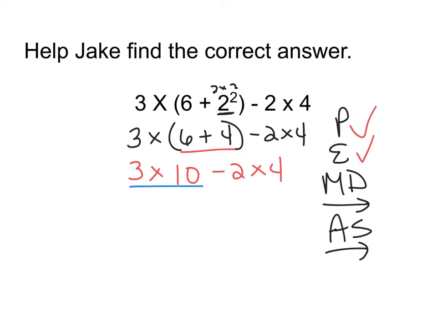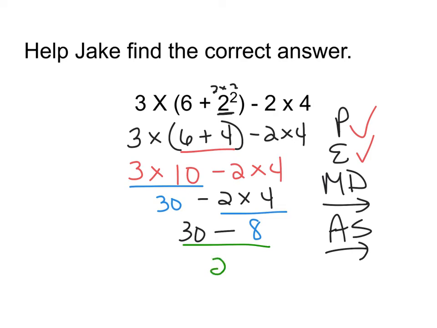So I'm going to go ahead and multiply 3 times 10, which is 30. And rewrite everything, minus 2 times 4. And then again, I'm going to do multiplication again, which is 2 times 4. So that's 30 minus 2 times 4, which is 8. So now I'm going to go ahead and do the last one. So 30 minus 8 is going to be 22. So my answer is 22.